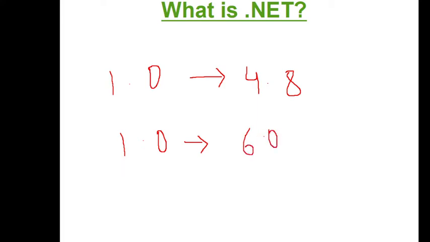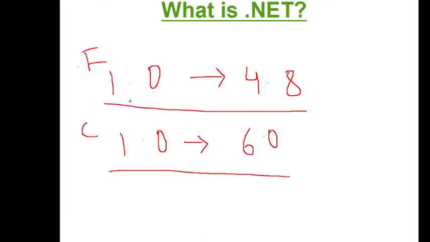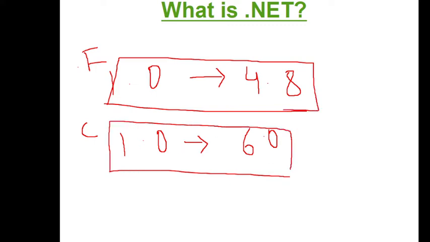So this is the .NET framework, and this is the core part, .NET Core. The .NET framework is the older one, so maybe in future it will be replaced with .NET Core. So this is basically the versions of it.